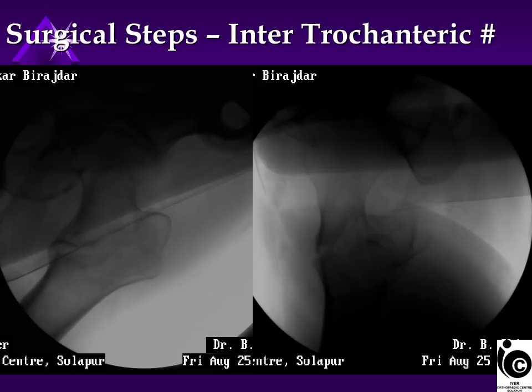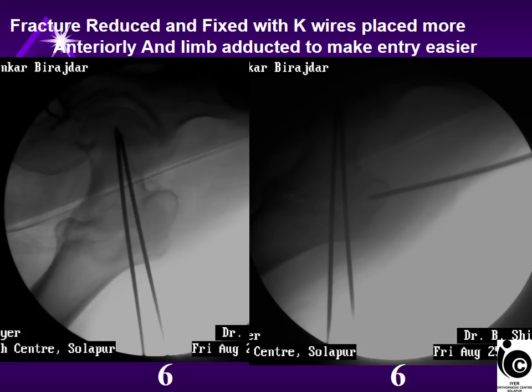Never miss a surgical step. Even in an undisplaced crack fracture, I always fix with K-wires before making an entry. Otherwise, when you start reaming, the fracture opens up and leads to varus. By fixing this fracture, you can adduct and the entry can be made easily.